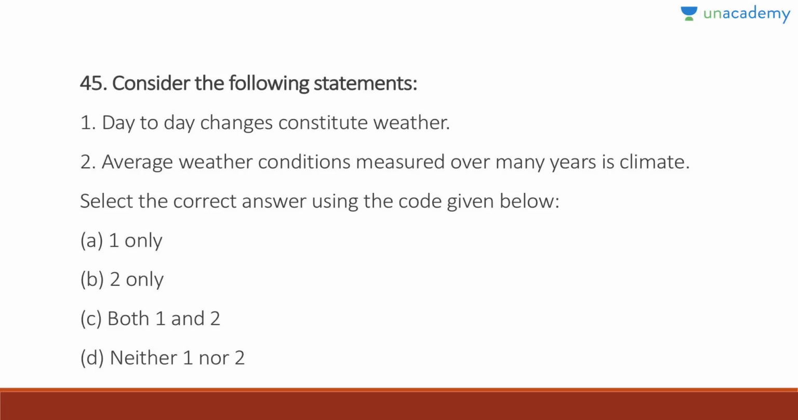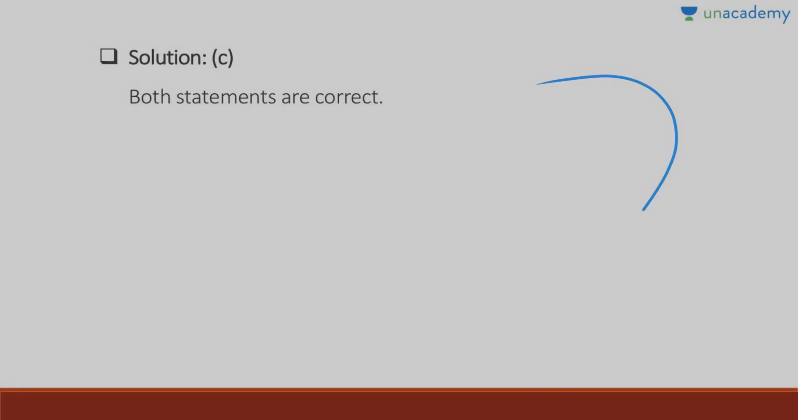Question number 45. Consider the following statements. Day-to-day changes constitutes weather. Yes, this is absolutely correct. Average weather conditions measured over many years is called as climate. So both these are the typical definitions of weather and climate. Answer is C, both 1 and 2.